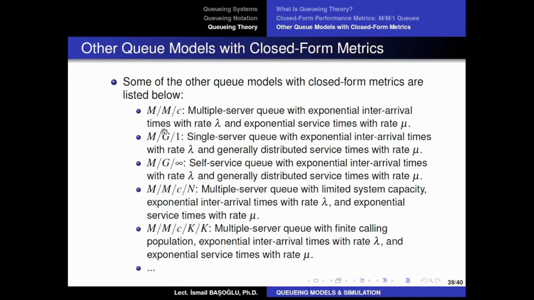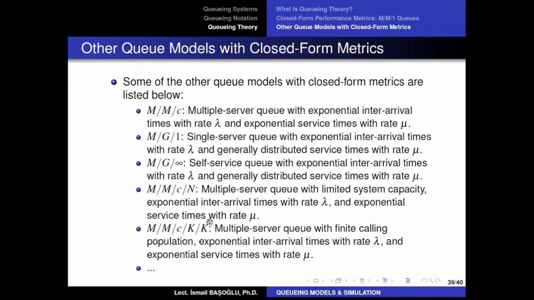And for MG1 queues or MG infinity queues or MMCN queues, you can read the details of these by looking at the Kendall notation. For example, what is MMCKK? Interarrival times are exponentially distributed. The service times are also exponentially distributed. There are C multiple servers. The system capacity is K, so only K clients are allowed in this queue. If the length of the queue is equal to capital K, then a new client cannot enter the system.